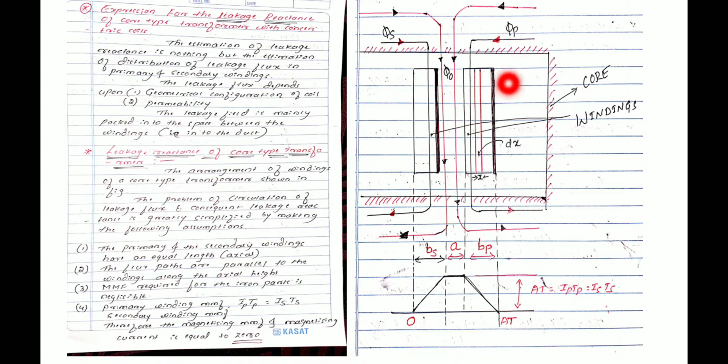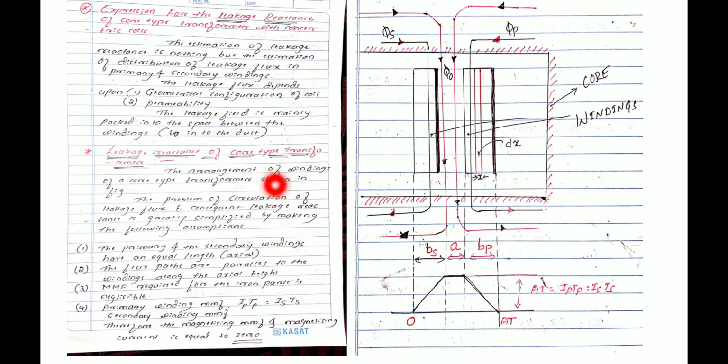Don't get confused with these three terminologies. The flux flowing through the primary winding is pi p, and the flux flowing through the secondary winding is pi s. The pi naught is the flux in the space between the primary and secondary windings, which is called the duct. So it is the duct leakage flux, represented by pi naught. Getting my point? I hope all of you are clear with these things.